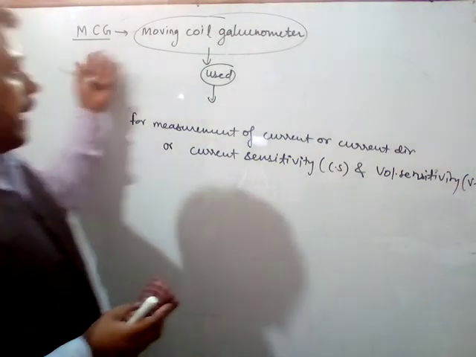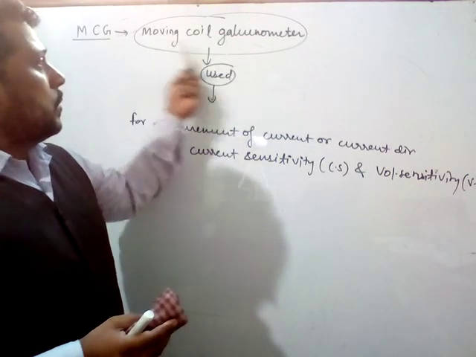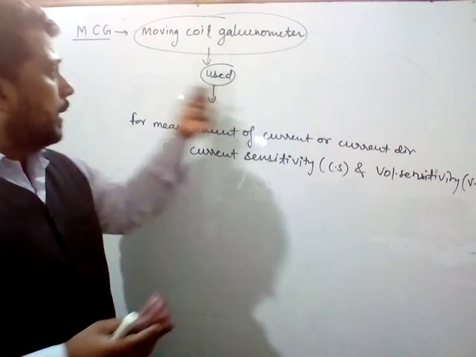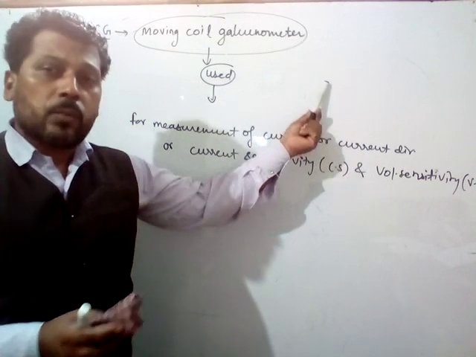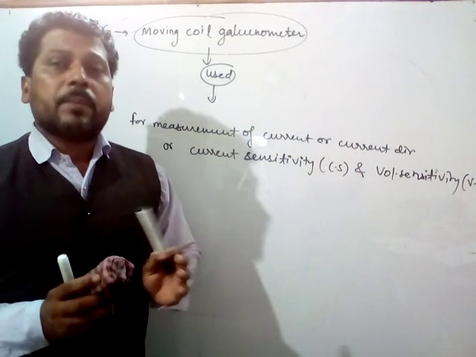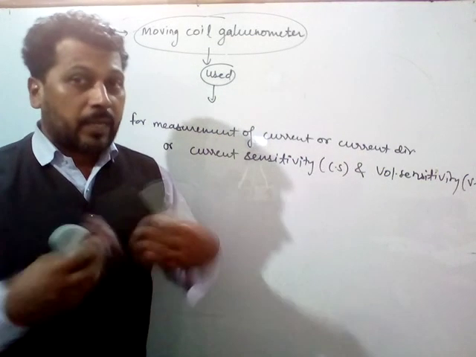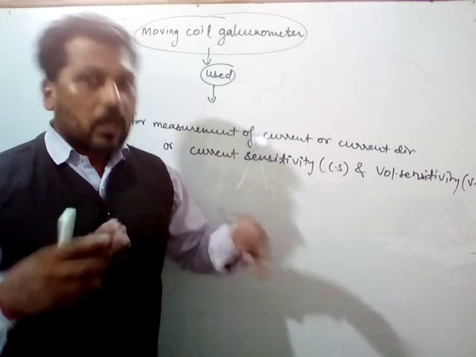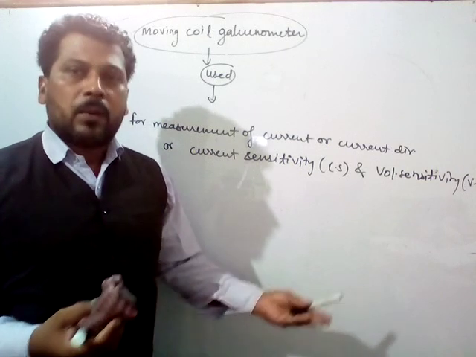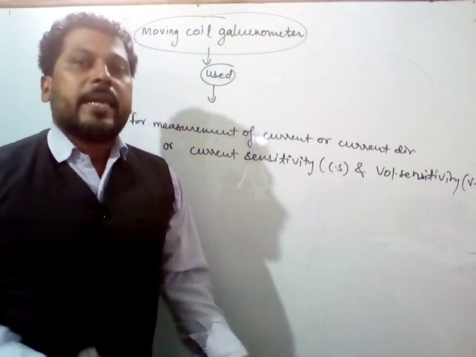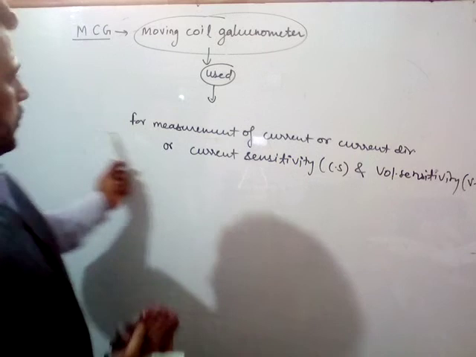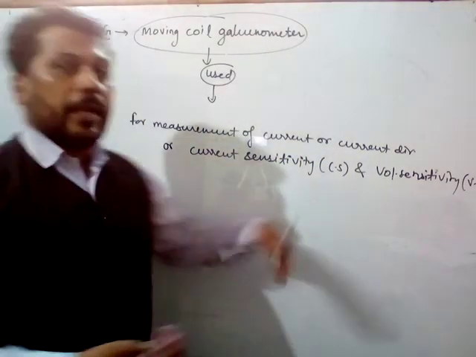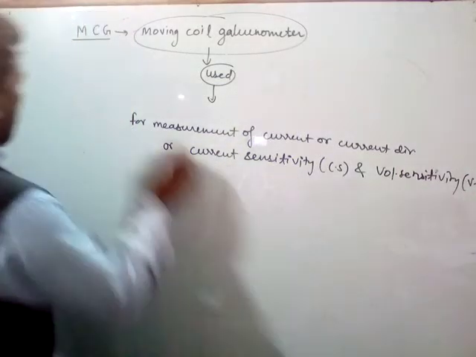So MCG, an electronic instrument whose full form is moving coil galvanometer, is used for the measurement of electric current or current direction or current sensitivity, and with its help we also obtain the voltage sensitivity. And now its principle.